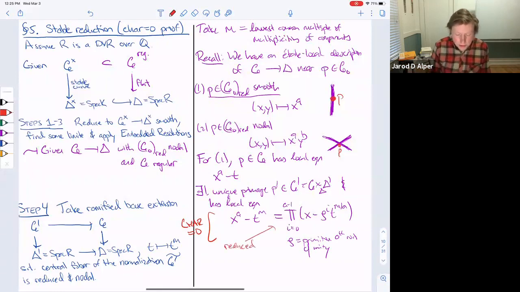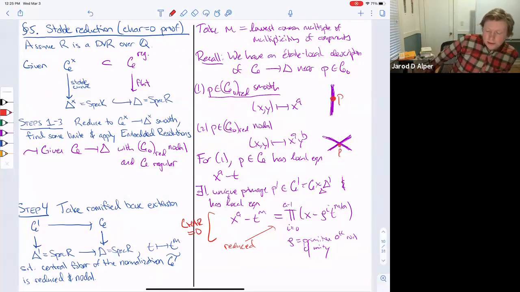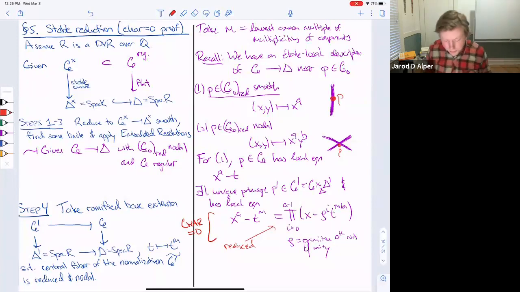And you also see what happens in characteristic P. If your multiplicity of some component is P, and then you take this ramified base change, T goes to T to the P, you're not going to improve the situation, because it's not tamely ramified.